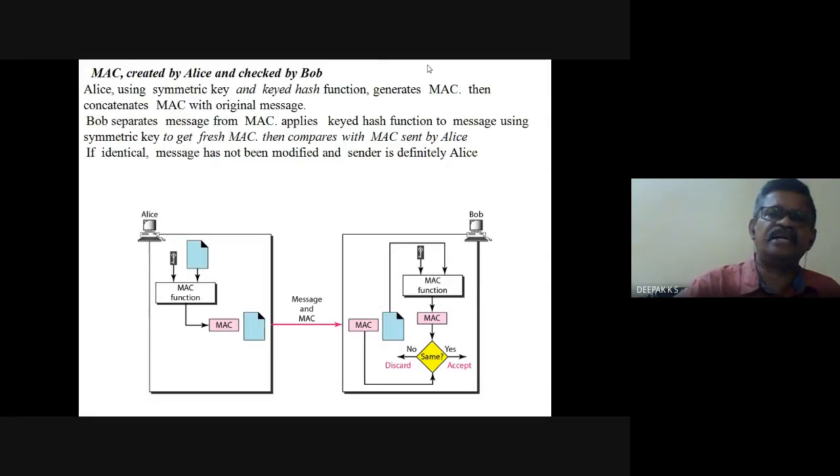This uses a keyed hash function, generates a message authentication code, then concatenates this MAC with the original message: the original message as well as the MAC. Now Bob separates the MAC from the message and compares it with the MAC sent by Alice. If identical, the message has not been modified and the sender is definitely Alice. So if the MAC derived here and the MAC sent and received are the same, Bob can be sure it is authenticated and Alice herself has sent it.